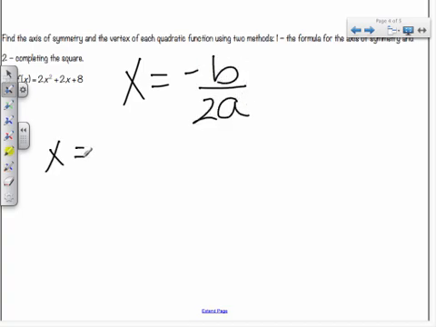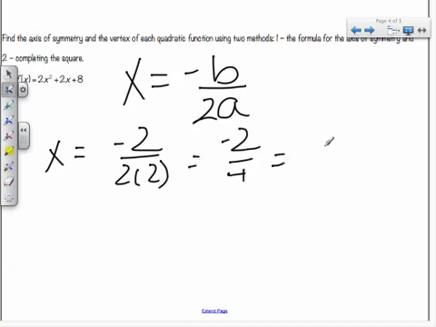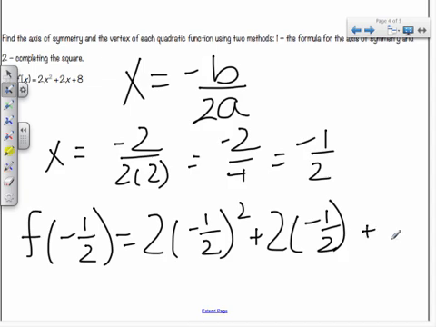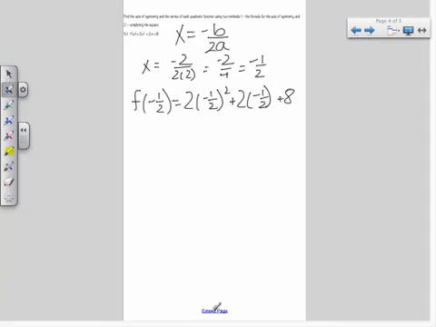So that means x equals negative 2 over 2 times 2. So I get negative 2 over 4, which is negative 1/2. So then I have to figure out what f of negative 1/2 is. So I will get 2 times negative 1/2 squared plus 2 times negative 1/2 plus 8. And I just have to follow order of operations to figure out what this is.